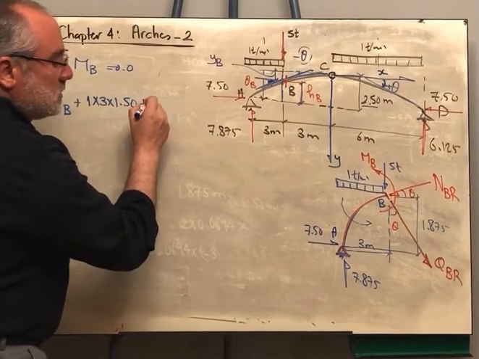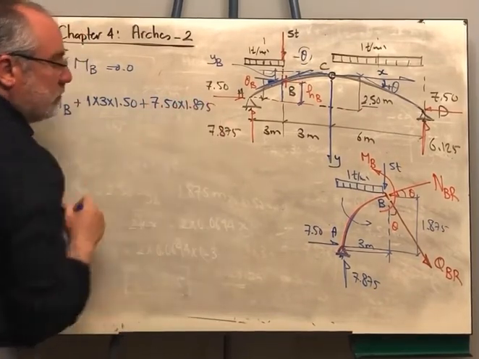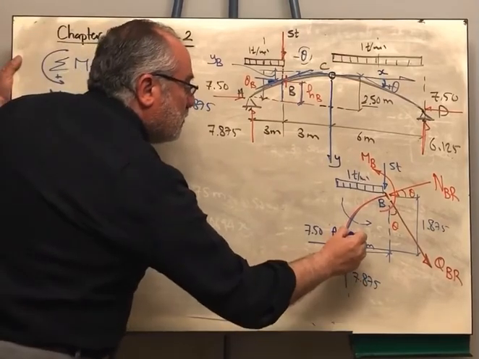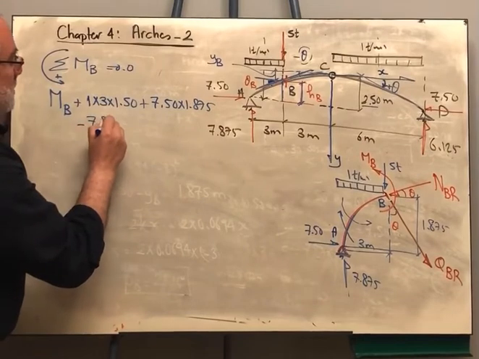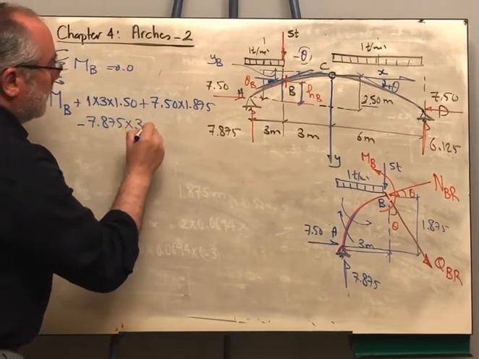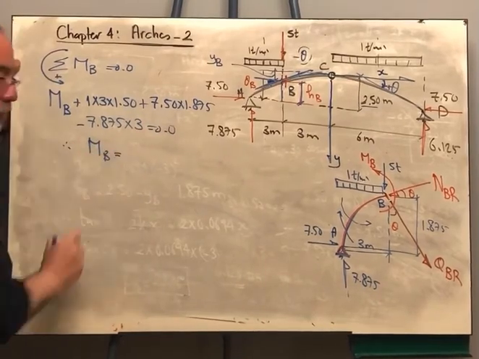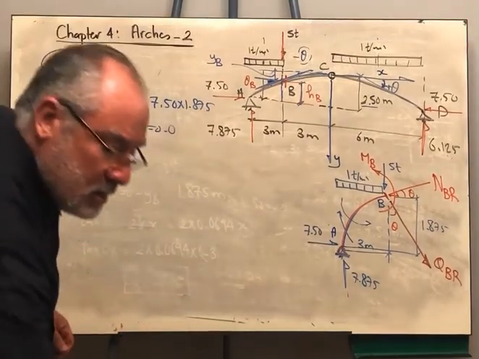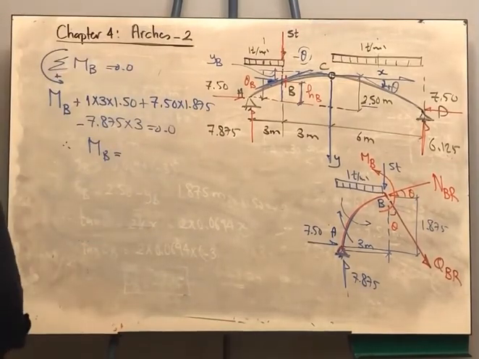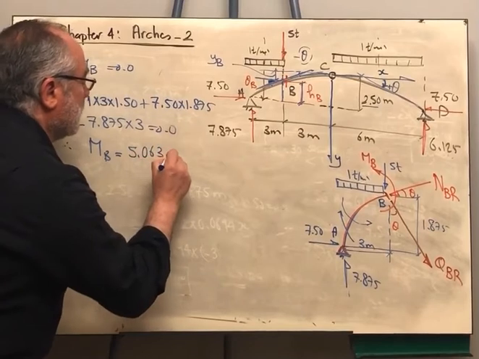So it is plus 7.5 multiplied by 1.875. The vertical reaction is rotating in the opposite direction. So it is negative 7.875 multiplied by 3 is equal to 0. From there, the moment at point B will be equal to 5.063 meter ton.